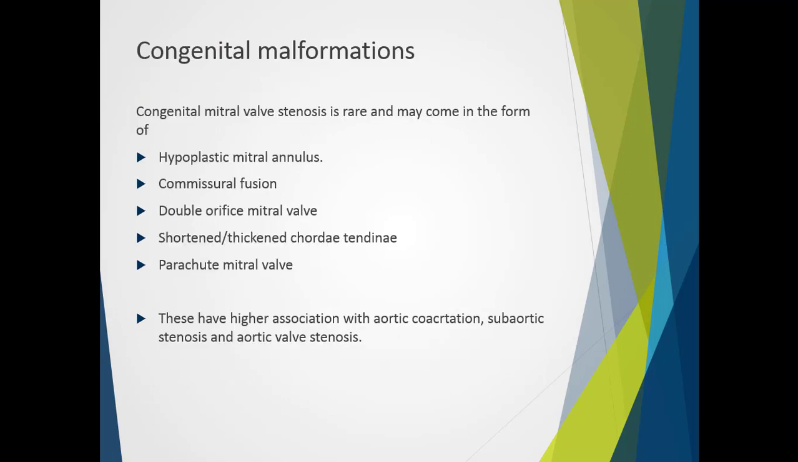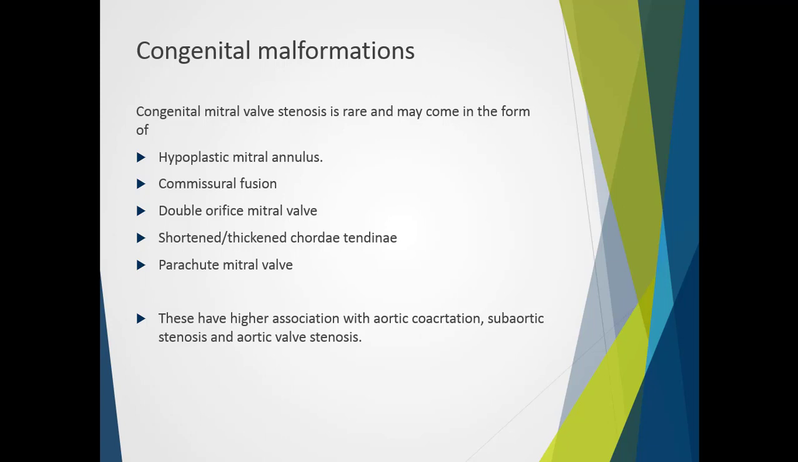We can see congenital malformations that associate with mitral stenosis. They are relatively rare and come in the form of things like hypoplastic mitral annulus. The annulus is small and not well formed, and this may be associated with a hypoplastic left ventricle. We may see commissure fusion. Another thing we may see is a double orifice mitral valve, where 2 small orifices open up into the ventricle.